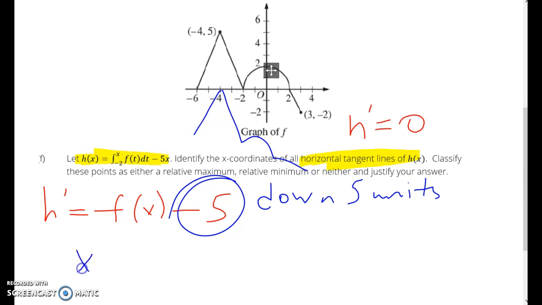The only root here occurs at x equals -4, and it is not a max or a min because there's no change in sign. Study that. I promise it's going to be on your test tomorrow.